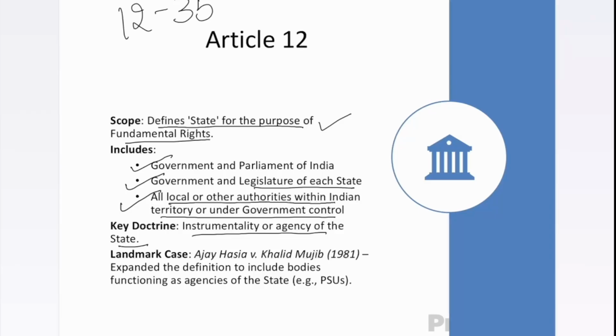In this case, a landmark judgment was pronounced by the Honorable Supreme Court in Ajay Hasia versus Khalid Mujib, where it expanded the definition to include bodies functioning as agencies of the state like PSUs, that is public sector undertakings. According to the Supreme Court, even a private body or an agency working as an instrument of the state falls within the meaning of state under Article 12. This is very, very important. Whenever we talk about fundamental rights being against the arbitrary action of the state, it is important to understand what state means here. And that has been very well defined under Article 12.